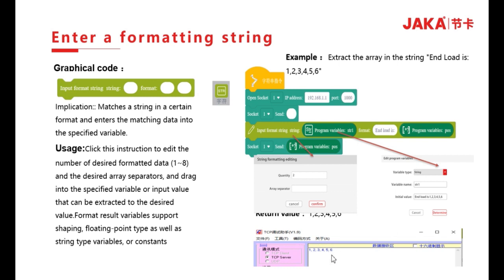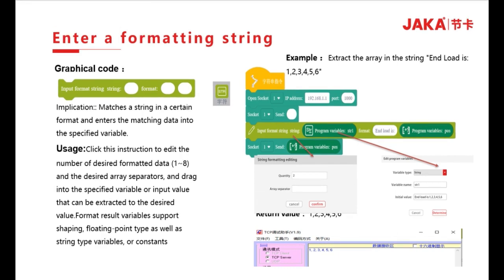This instruction can be useful if, for example, you use a 2D camera and the camera sends you the data, the coordinates of the parts into a strings. Then you can use this instruction to cut the strings and put inside the variable the desired positions.